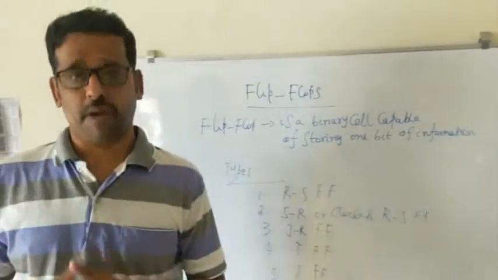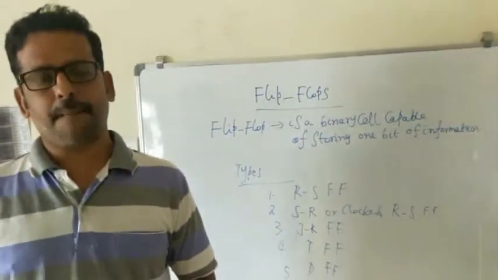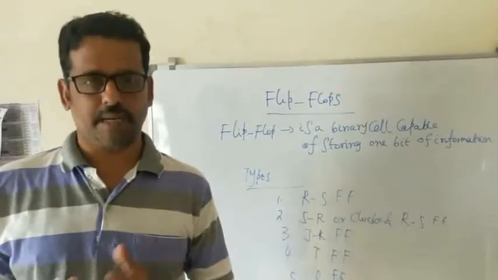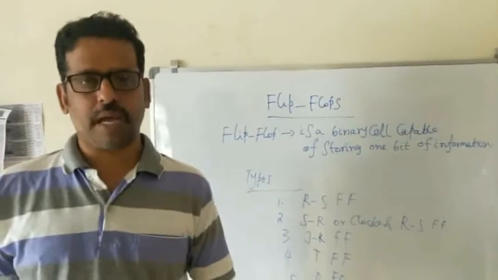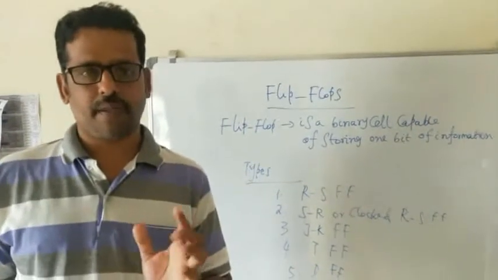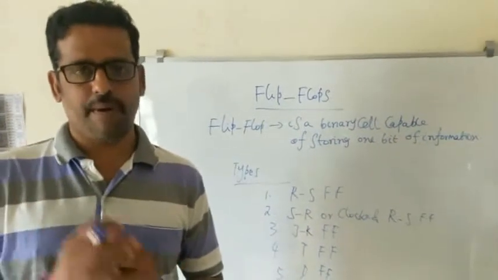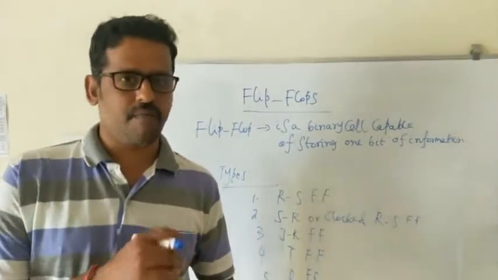Then what do you mean by flip-flop? A flip-flop is a binary cell capable of storing one bit of information. That is, it can store either 0 or 1, one bit at a time. The size of the cell is 1 bit. That is called a flip-flop.